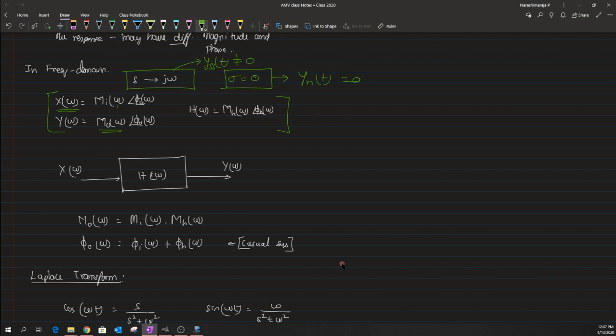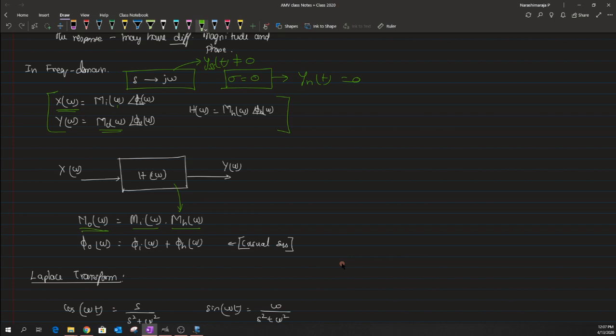Now, in general one could define this output magnitude, M0 of omega, as the product of the input signal magnitude times the amplitude, or basically the gain, of the transfer function. Both these quantities multiply to create the output response magnitude.